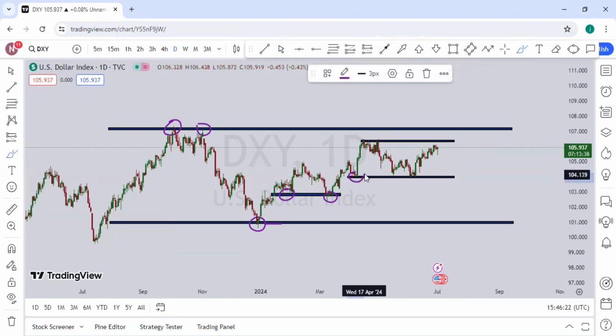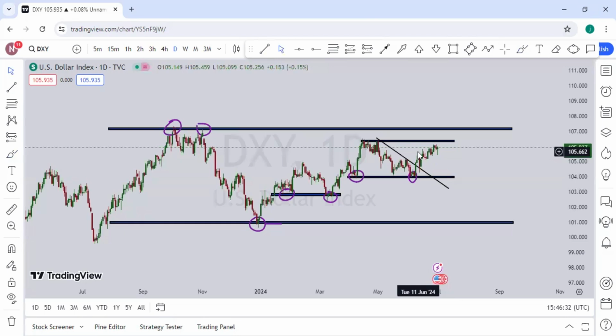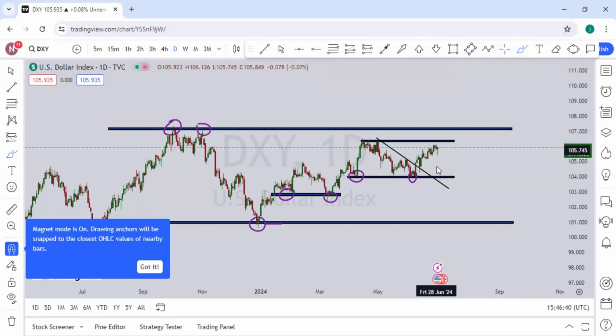Above here also, we have another minor level. You can see it very clearly. If I use my trend line break and retest, break around here, retested, then to the top. So that is just an example.